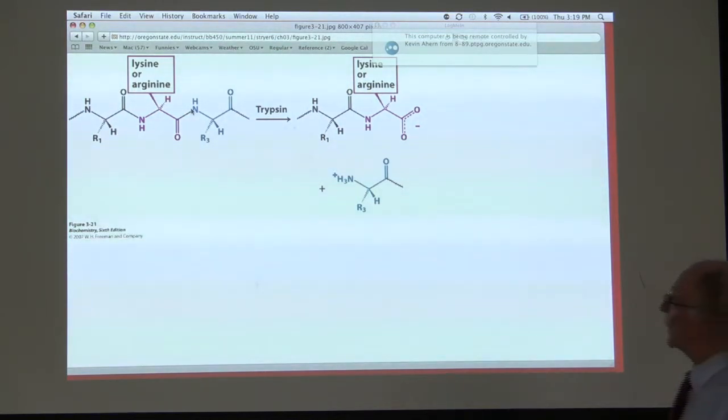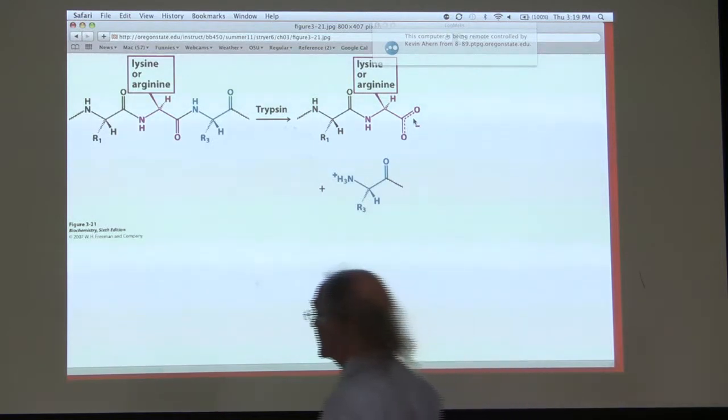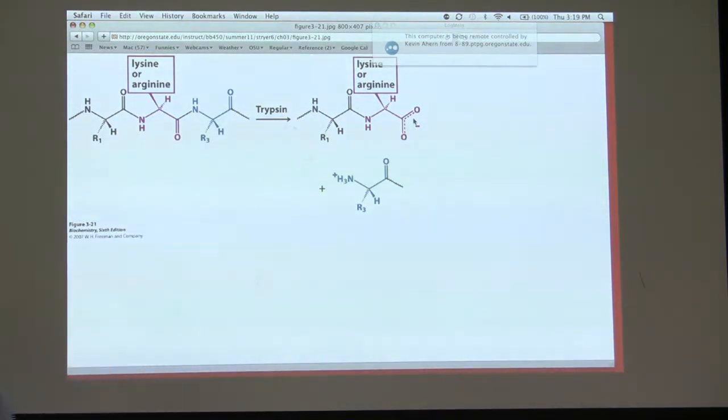It cleaves, and when I say carboxyl side, what does that mean? Well, here's a lysine or arginine side chain. There's the carboxyl of the lysine, there's the amine of the lysine. It's cutting on the carboxyl side. We can see it's cutting this bond right here. There is that bond that just got cut. Okay? So trypsin cleaves consistently on the carboxyl side of lysine or arginine.